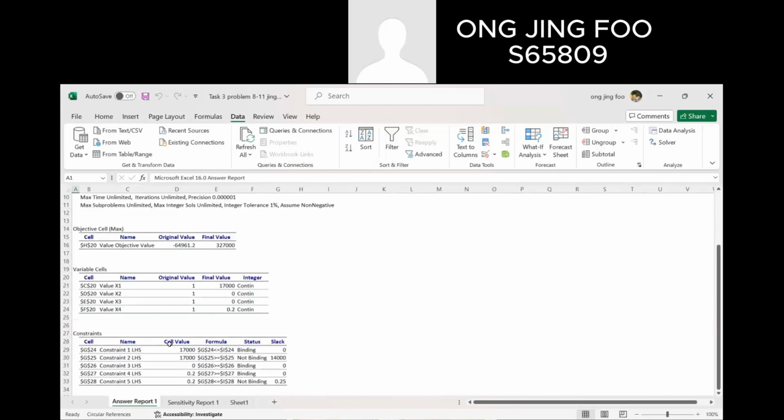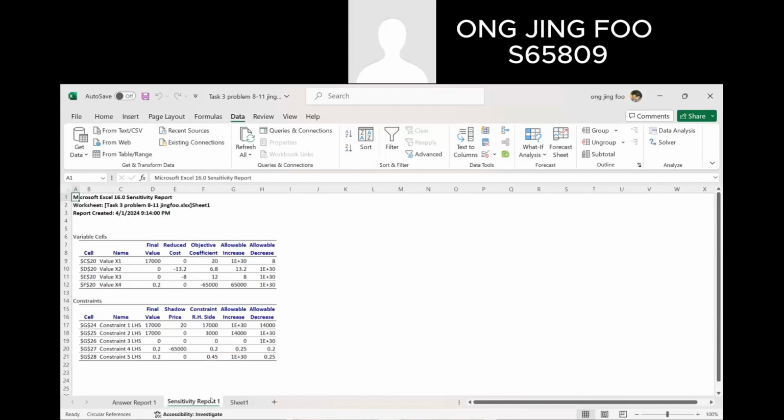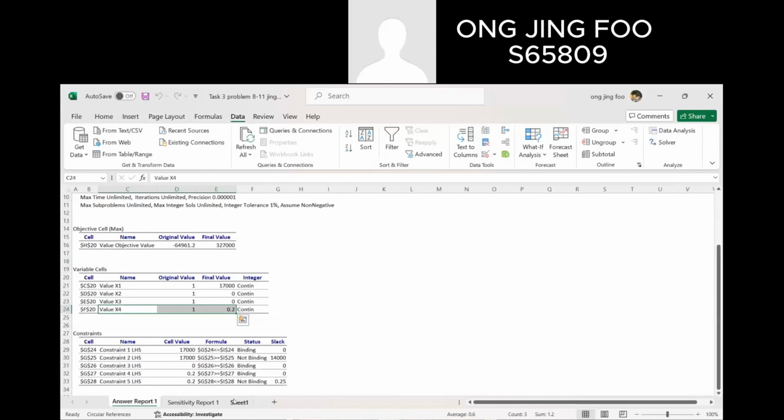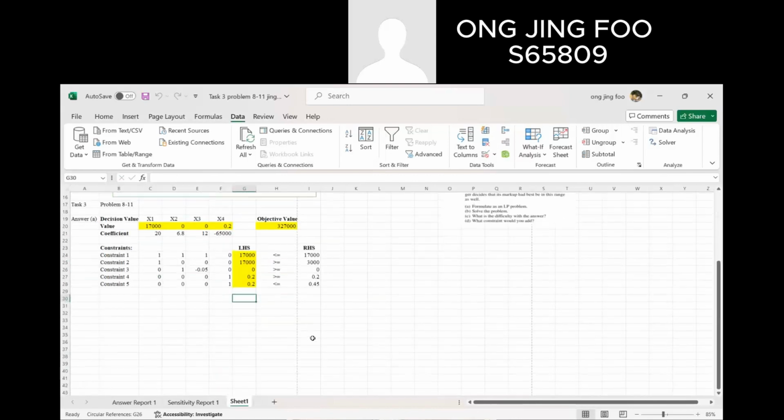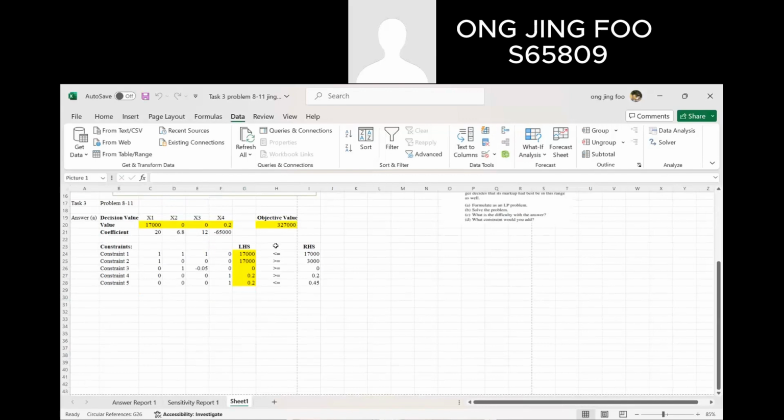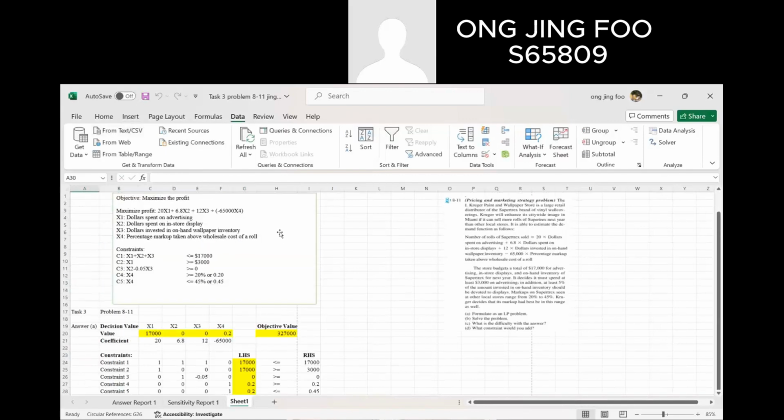So from the answer report, we can see that the final values are already given in the table. So x1 is 17,000, x2 and x3 are 0, and x4 is 0.2. You can also see in the sensitivity report that the final value is the same amount. So this is our answer. So let's go on to answer our questions B, C, and D.